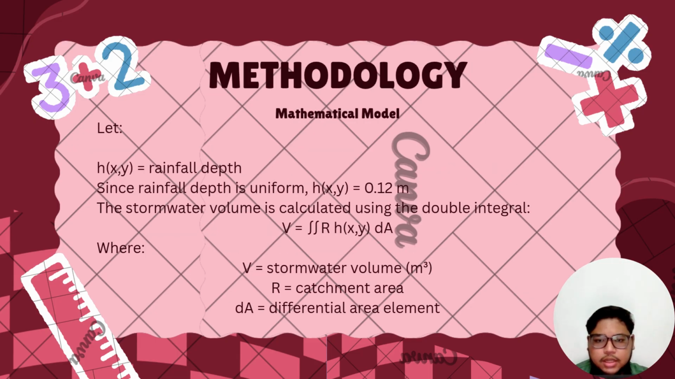Next is the mathematical model. We define the rainfall depth h(x,y) as 0.12 meters because the rainfall is uniform. Then we use a double integral to calculate the total stormwater volume over the catchment area.